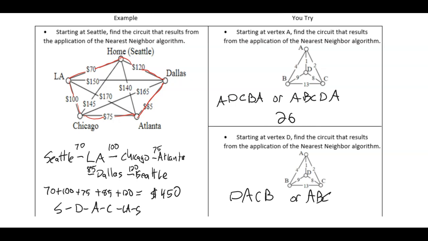I've got that wrong, sorry. B, C, D, or D, B, C, A, D. And that cost would be 20.